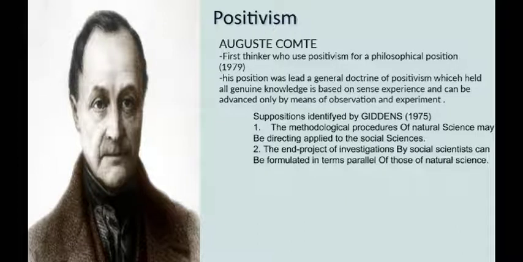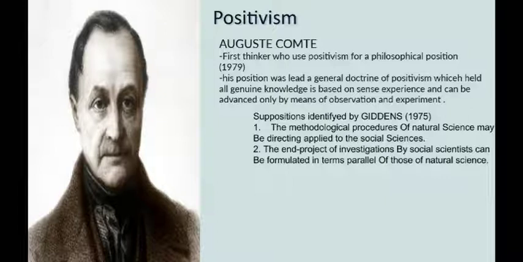Positivism. The speaker is Auguste Comte. He is the first thinker who used positivism as a philosophical position, and his position was a general doctrine of positivism, which holds that genuine knowledge is based on sense experience and can be advanced only by means of observation and experiment. Suppositions identified by Giddens.